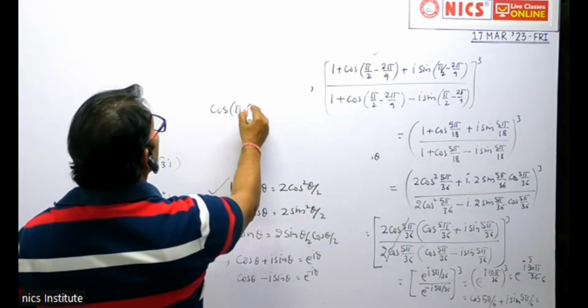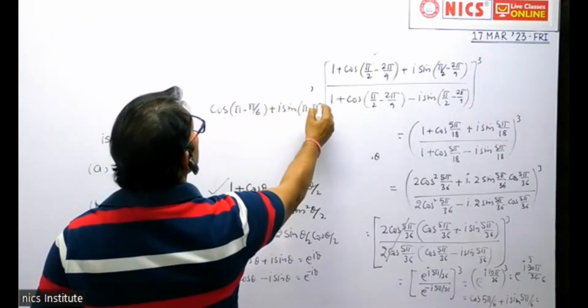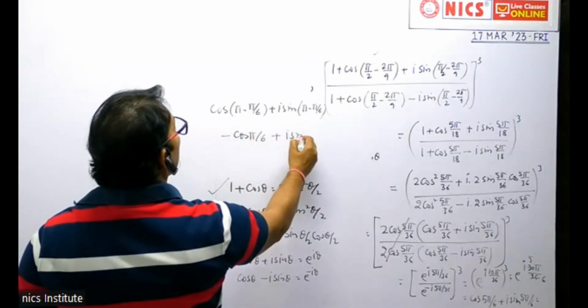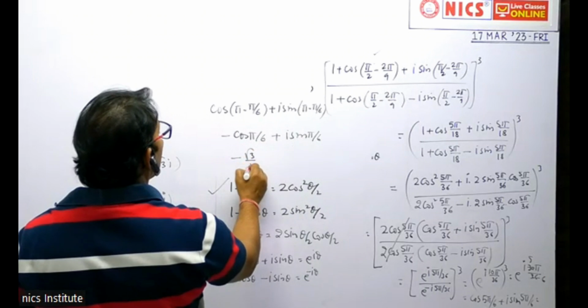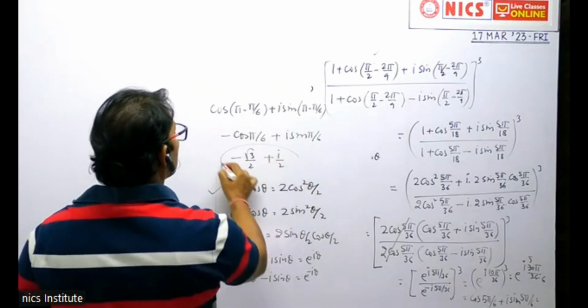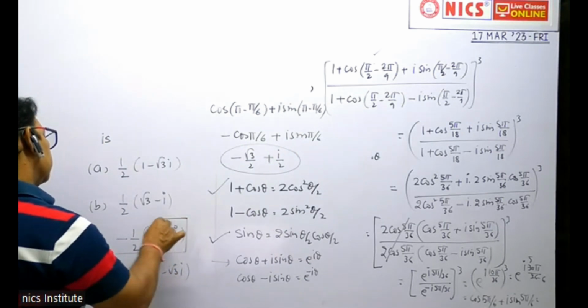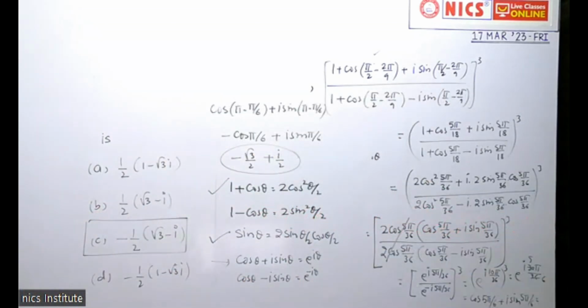Cos 5 pi by 6 you can write as cos of pi minus pi by 6, plus iota sine of pi minus pi by 6. This is minus cos pi by 6. This is iota sine pi by 6. Pi by 6 is 30. Cos 30 is root 3 by 2, and sine 30 is 1 by 2. So minus root 3 by 2 plus iota by 2. Option C is the correct one. C is the correct answer.